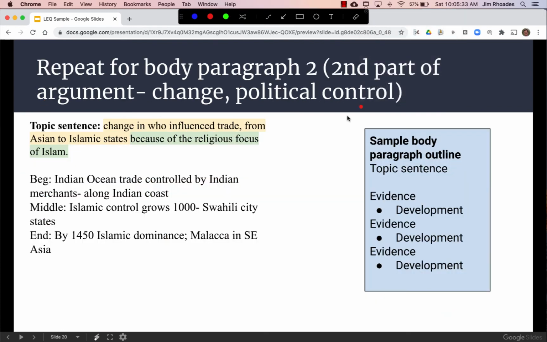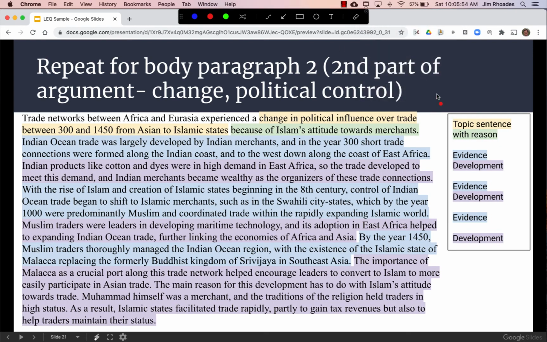Here's what that would look like for the second body paragraph. This is that change about political control. I had proof of that first: it was Indian merchants along Indian Ocean trade, and then I said, okay, Islamic control, and I tried to prove that with Swahili city-states and the state of Malacca in Southeast Asia. And I'm going to follow that same format, with this sample, same idea.